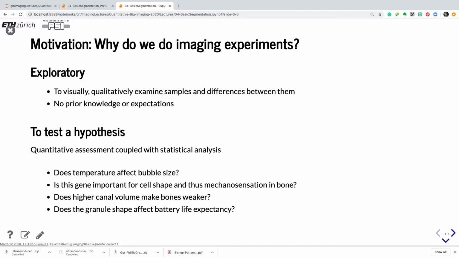And the other one is going one step further to test our hypothesis. Then we need to do some kind of quantification out of the information you get from the images. Like if you have an experiment with bubbles, is the temperature affecting the bubble size? Also, the volume of canals in the bones, does it make them weaker or does it strengthen them, for example, and other examples.